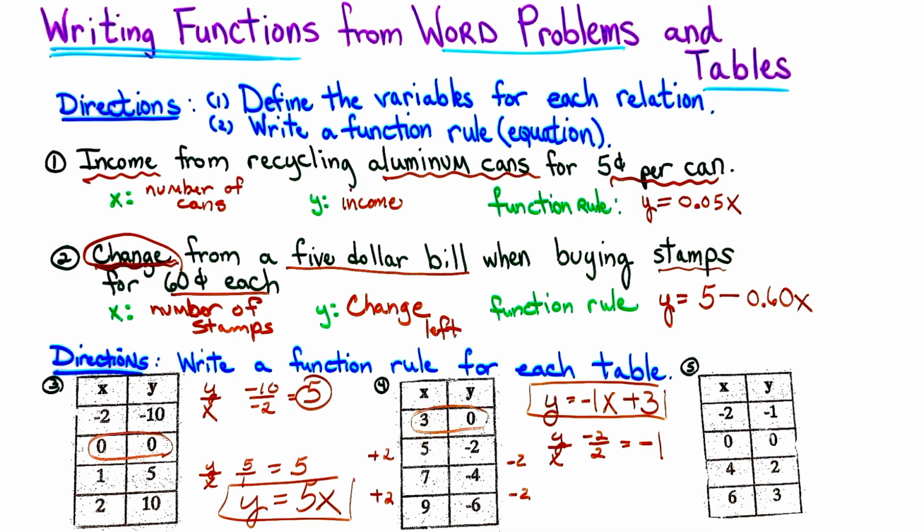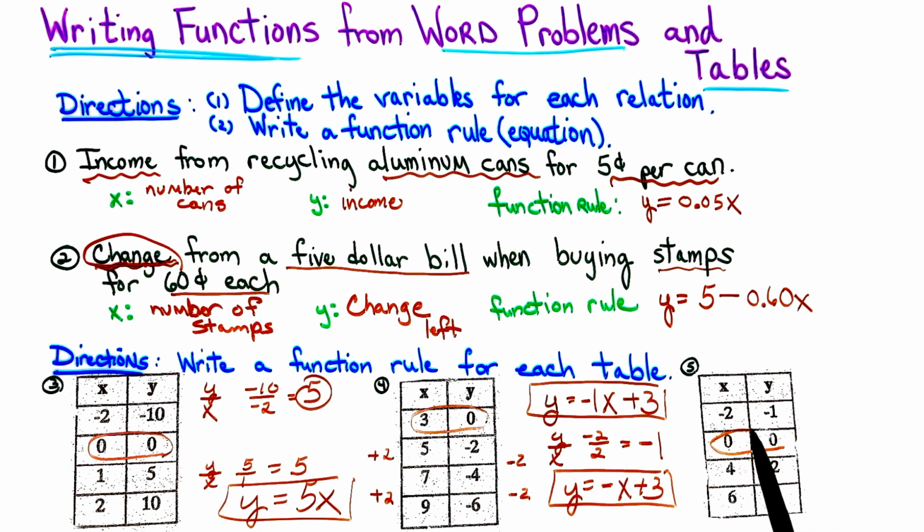But I will tell you, you do not necessarily have to write that 1 there. You can write it as y is equal to a -x plus 3. It means the exact same thing. Either one of those would be correct. All right, well, let's look at our last one. I see that I have a -2 for x, a 0, 4, 6. For y, it's a -1, 0, 2, 3.